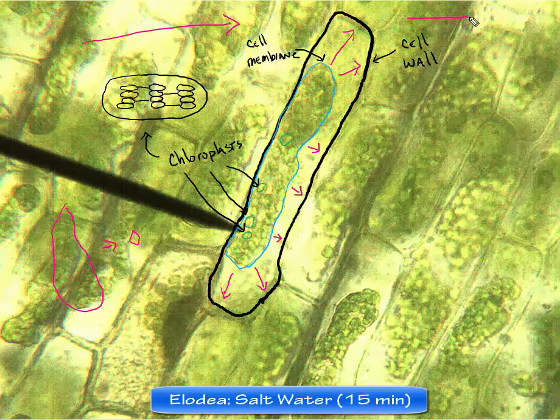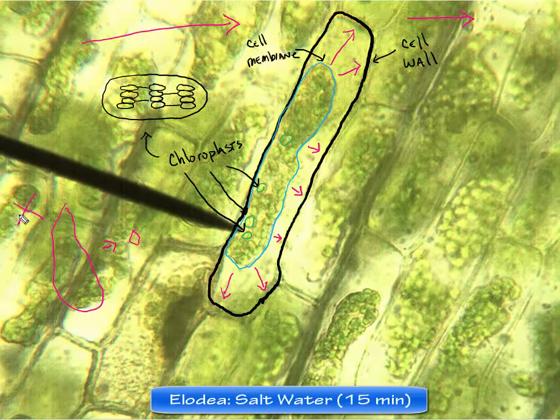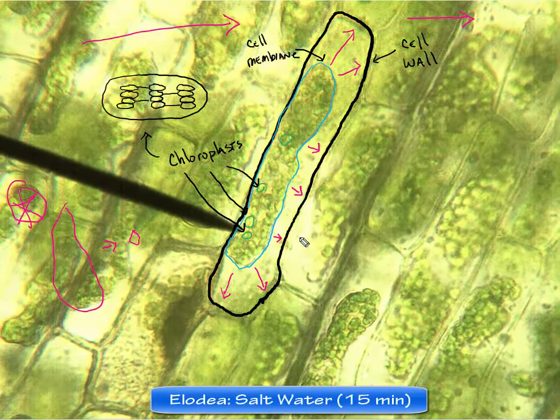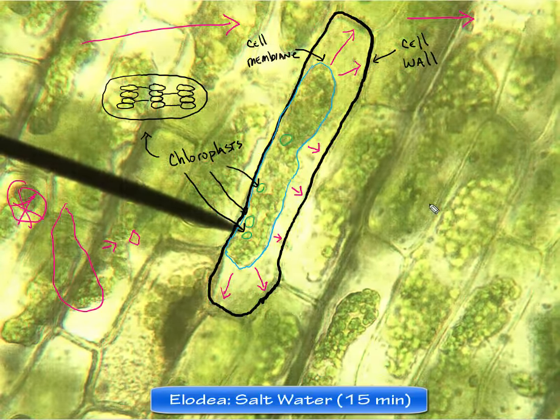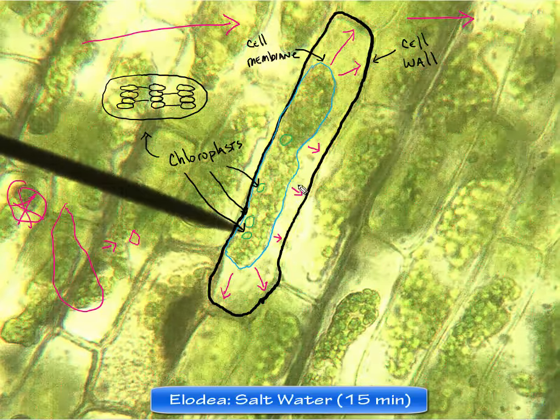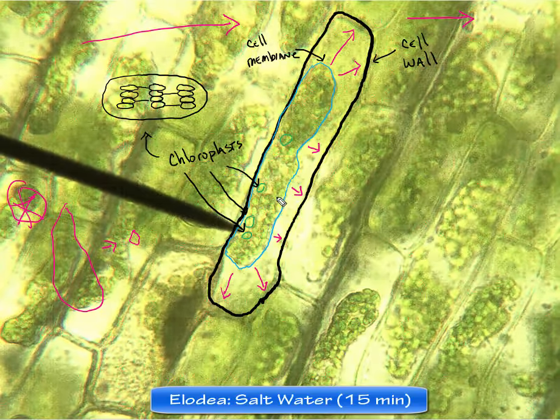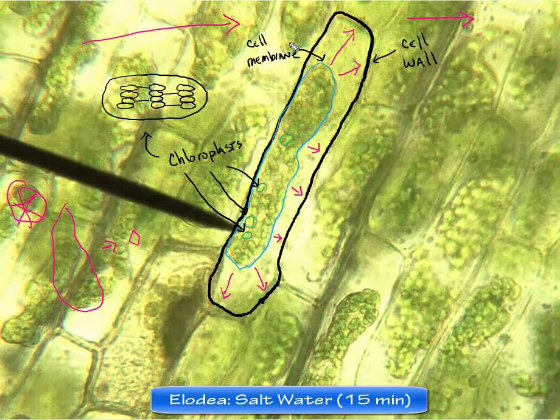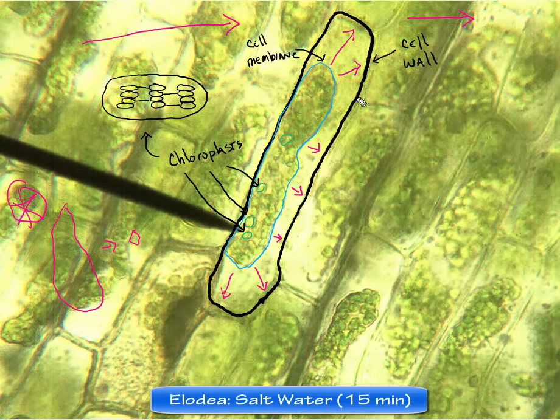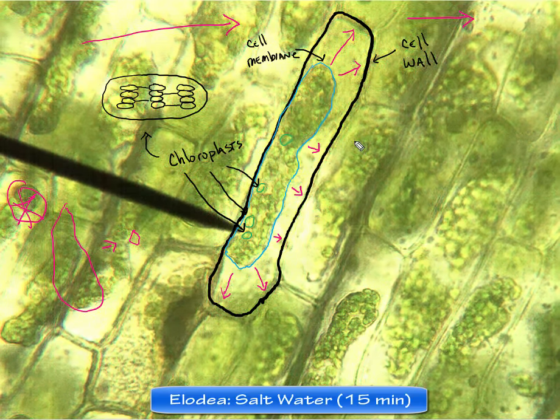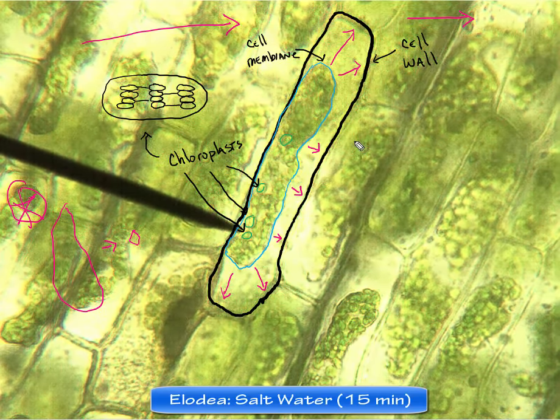So the salt water moved in this direction. I placed the salt water on this edge right here of the slide, and it has moved in that direction, and you can see that the cell membrane and the cell itself has shrunk, but the cell wall, which is right here, has remained intact, and we have lost turgor pressure. Okay, that is it.